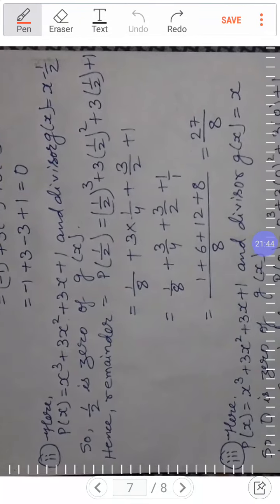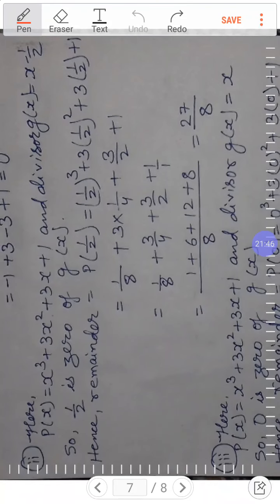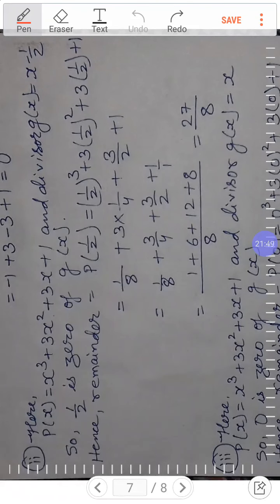If you see the second question, the dividend is the same as in the first question, only written in the main question. So p(x) is equal to x cube plus 3x square plus 3x plus 1 is the dividend, and the divisor g(x) is equal to x minus 1 by 2. So when we keep 1 by 2 in place of x, then we will get 0. 1 by 2 minus 1 by 2 is 0. So I had written 1 by 2 is the zero of g(x). It can be easily known, so I am not writing x minus 1 by 2 is equal to 0, then x is equal to 1 by 2. So directly also you can write it.